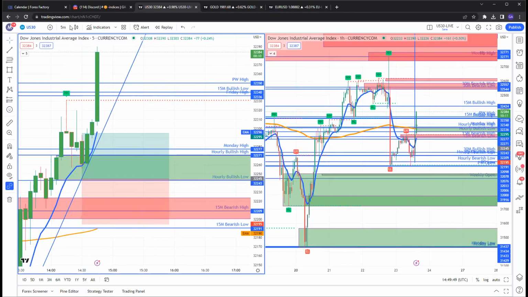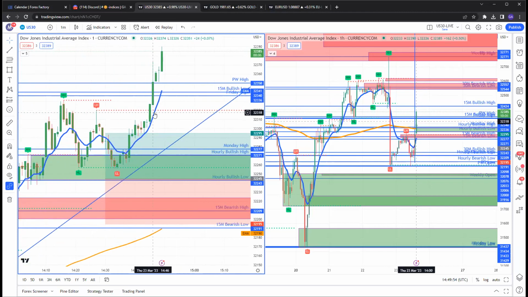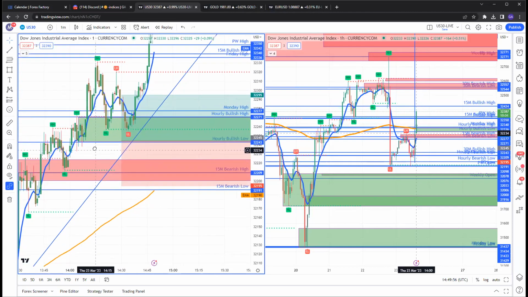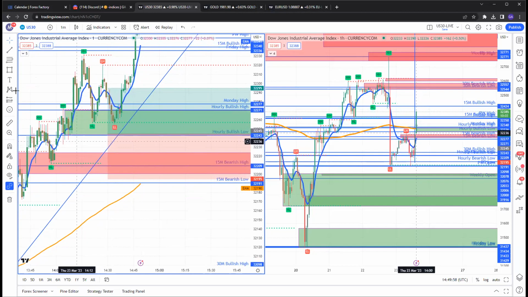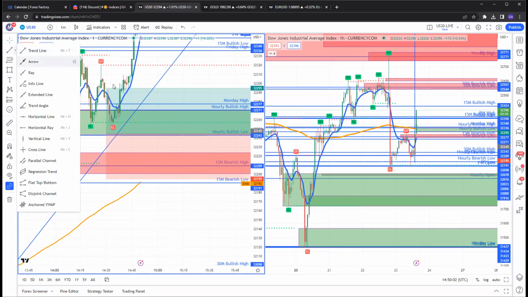Let's see, for US 30, I was watching it, but I got a call at work and I missed it. It went up already. Okay, so we didn't get a perfect retest, but that's fine. Today I'm actually being careful.